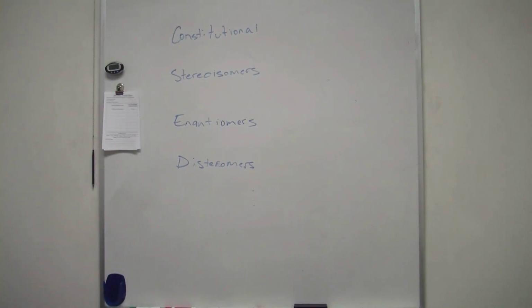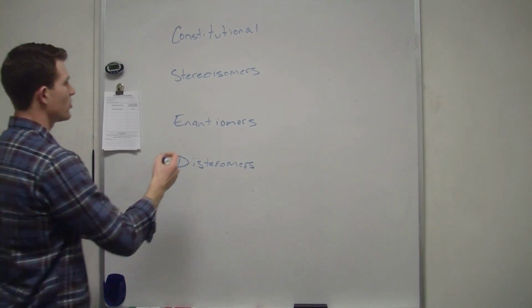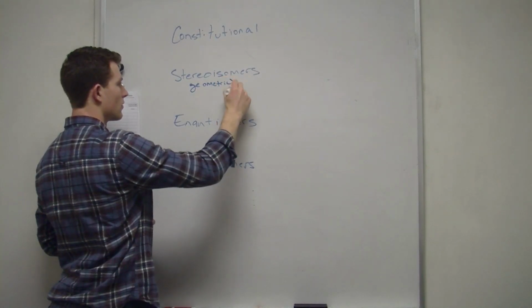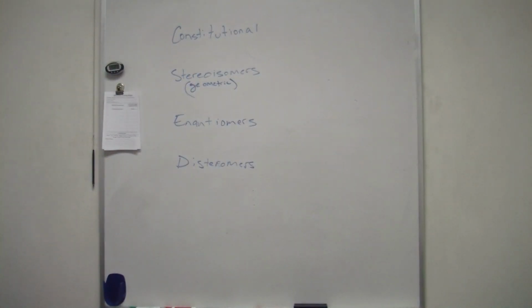So constitutional isomers, I learned the term structural. Is that the same? Yeah. Okay, constitutional or structural. Is a stereoisomer the same thing as a geometric isomer? Stereoisomers are also known as geometric. Mostly you're going to say stereo, but you can use either word. So it's also a cis-trans isomer then? And that's what makes it up.